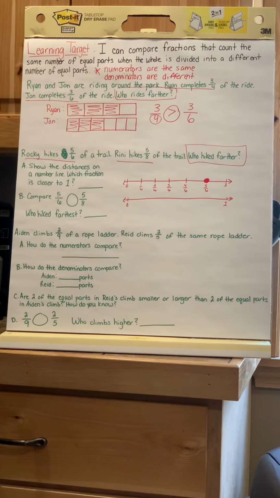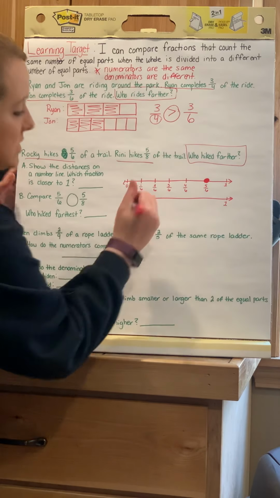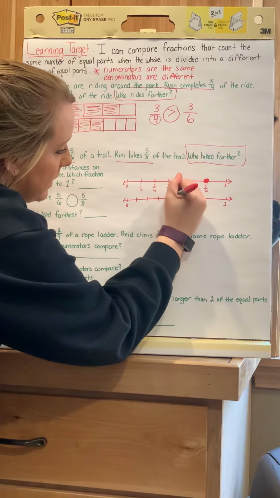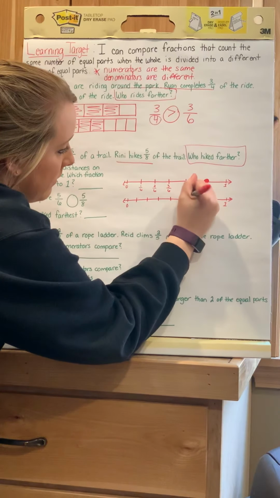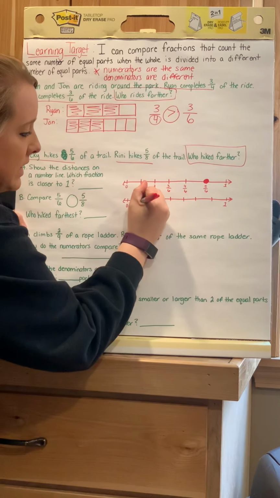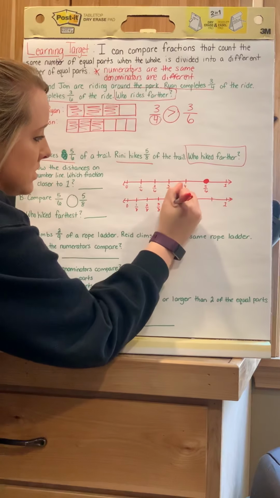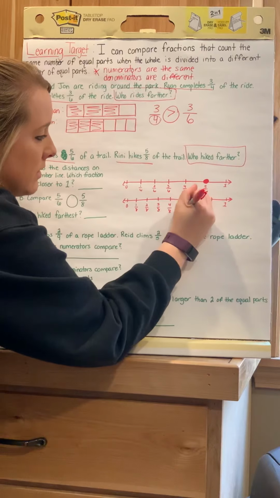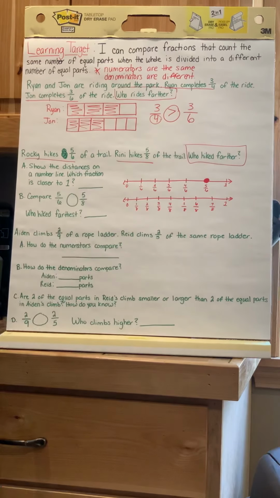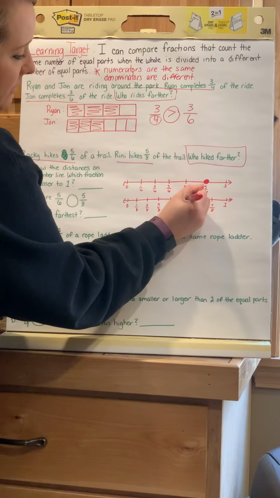Now let's do Rini's number line. I made sure that my number lines were the same length, but Rini's is getting split into 8s. So let's do 1, 2, 3, 4, 5, 6, 7, 8. So 0/8, 1/8, 2/8, 3/8, 4/8, 5/8, 6/8, 7/8, and then 8/8 or 1 whole. And she hiked 5/8.